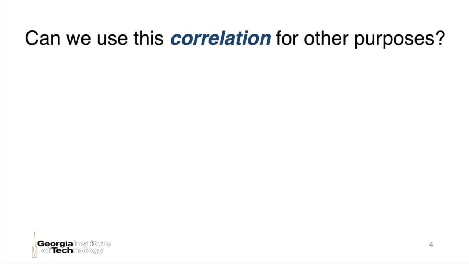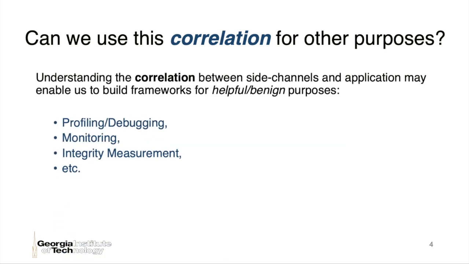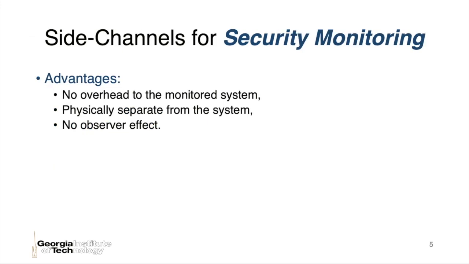Knowing this existing correlation, an interesting question is, can we actually use this external source of information for other useful purposes? And the main idea that we propose in this paper is that we can actually use side channels for benign purposes, such as profiling or debugging, monitoring, integrity measurements, and so on. Our main focus in this paper is actually on malware detection, where we can use the signals to detect anomalies in the execution of a system.